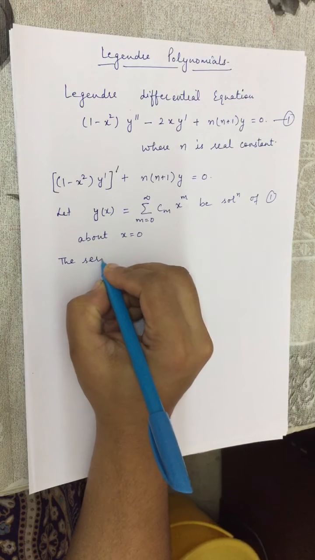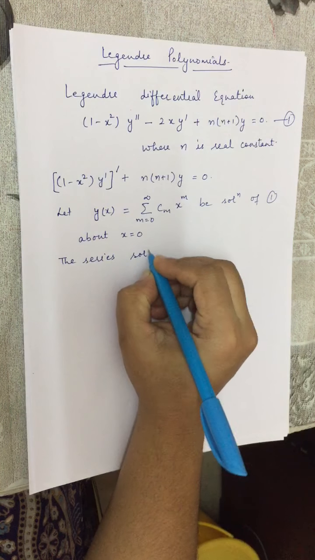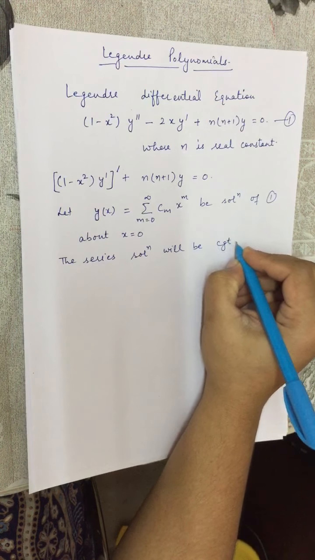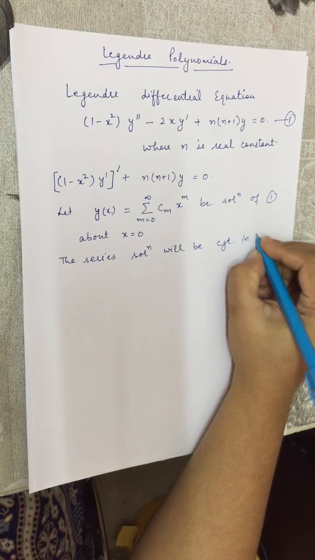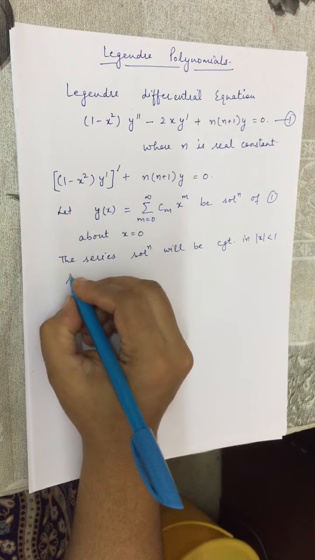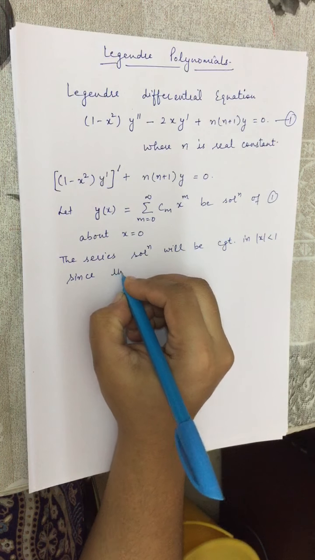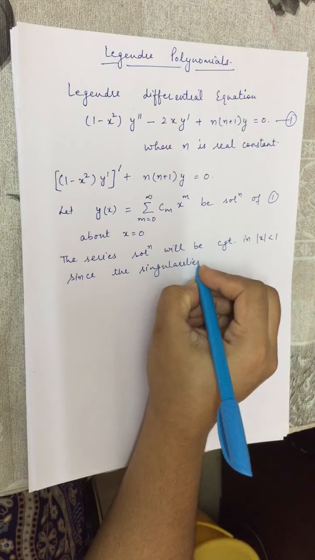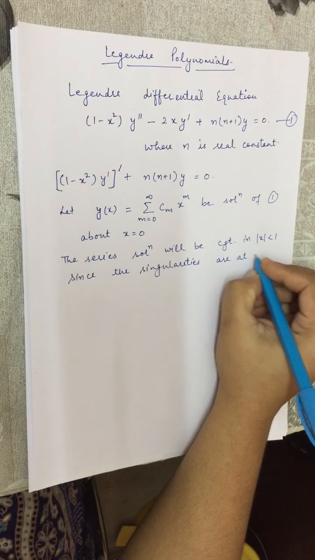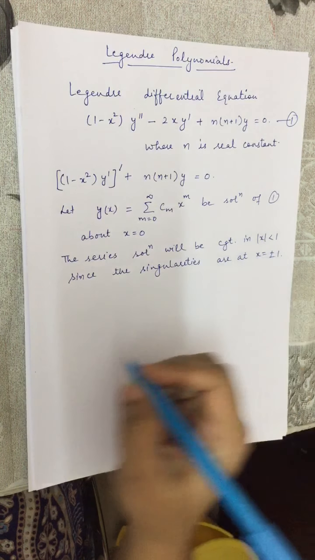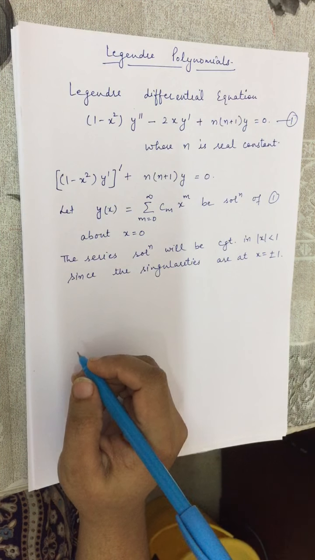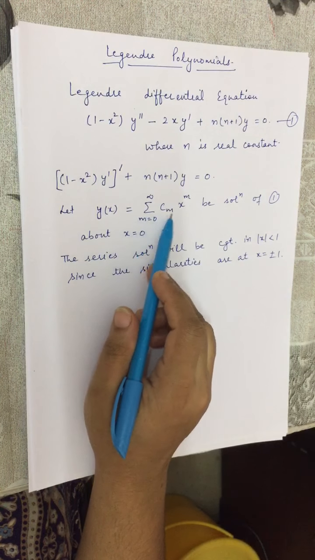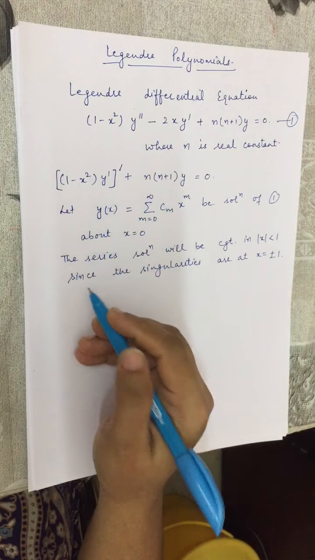The series solution will be convergent in this region, mod x less than 1, since the singularities are at x is equal to plus minus 1. So let us say y(x) is equal to this summation c_m x^m is the solution of this equation.